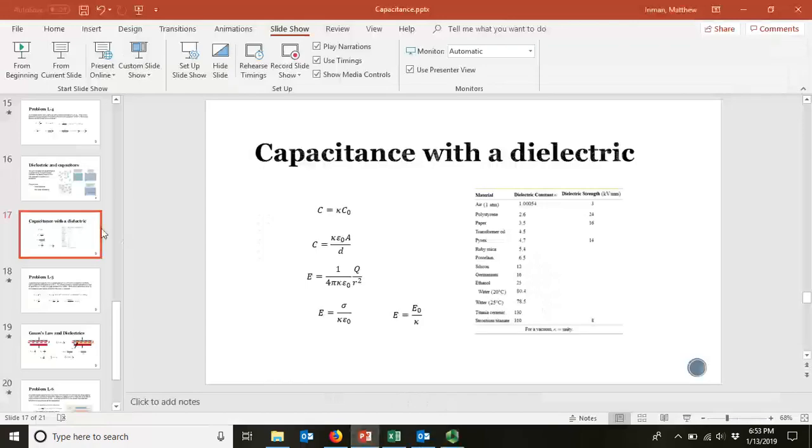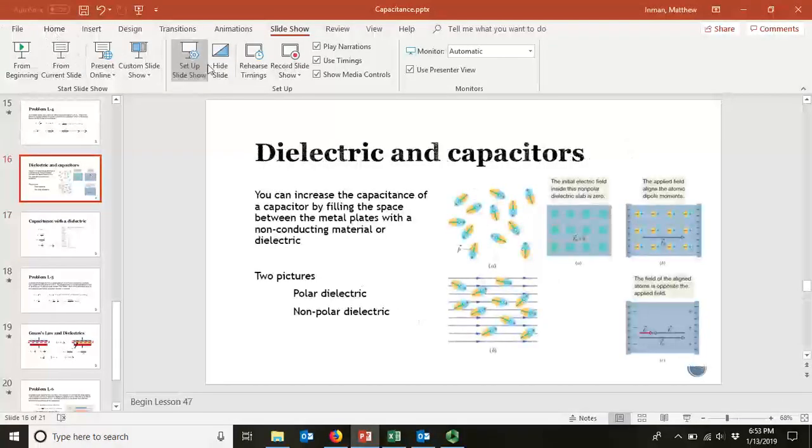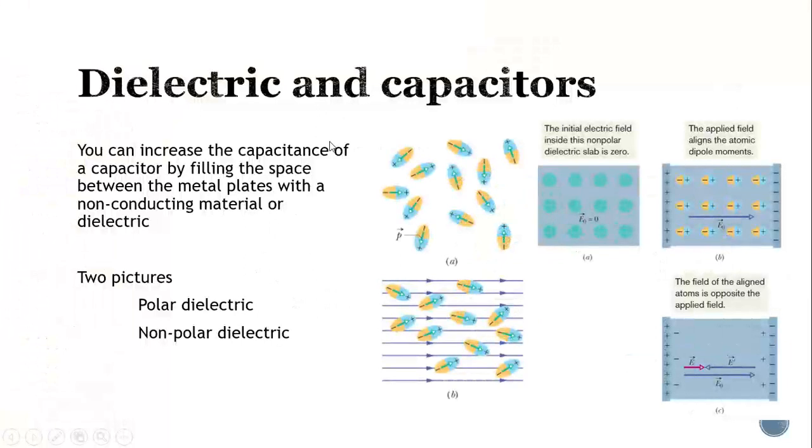Alright, so in this one we're going to start looking at capacitors. So far, when we've talked about capacitors, we've dealt with capacitors that have air in between the two plates. What we're going to look at in this lesson is what if you put some other non-conducting substance in between those two plates instead of air, and what happens to the capacitance and the electric field in there, and how do we begin to calculate some of those things.